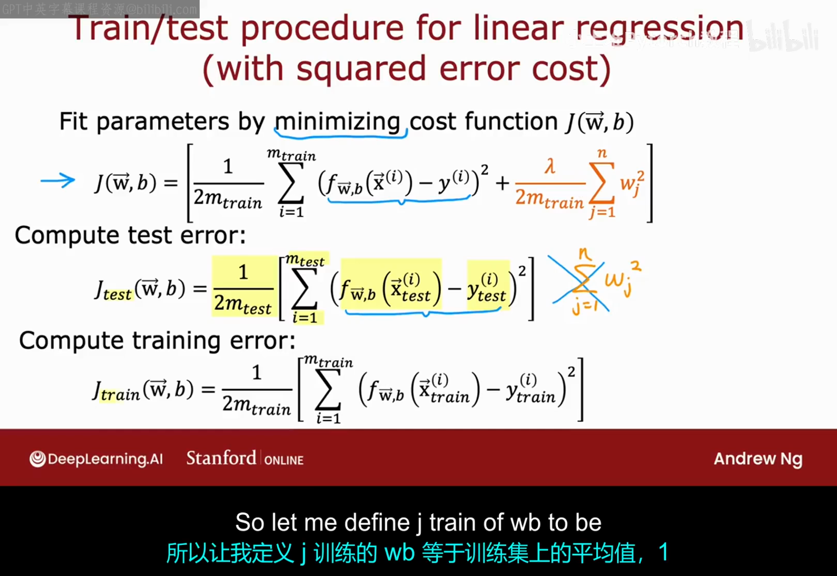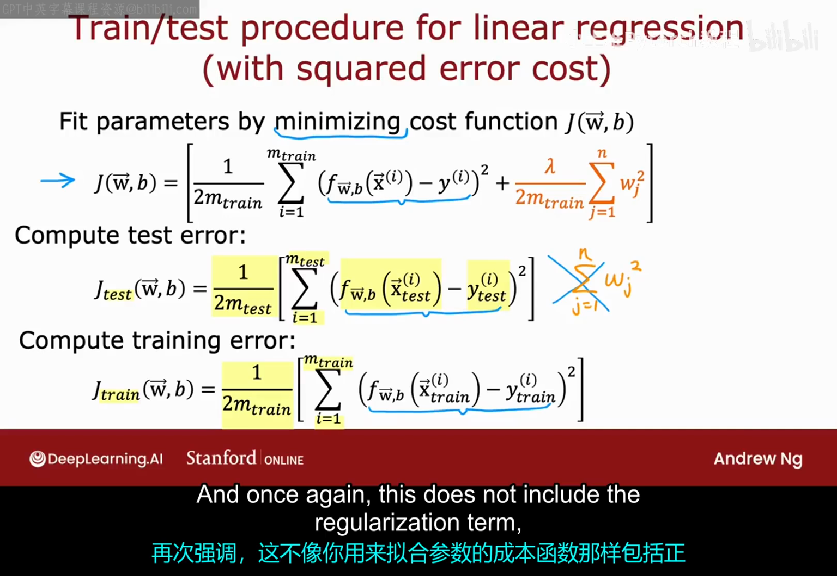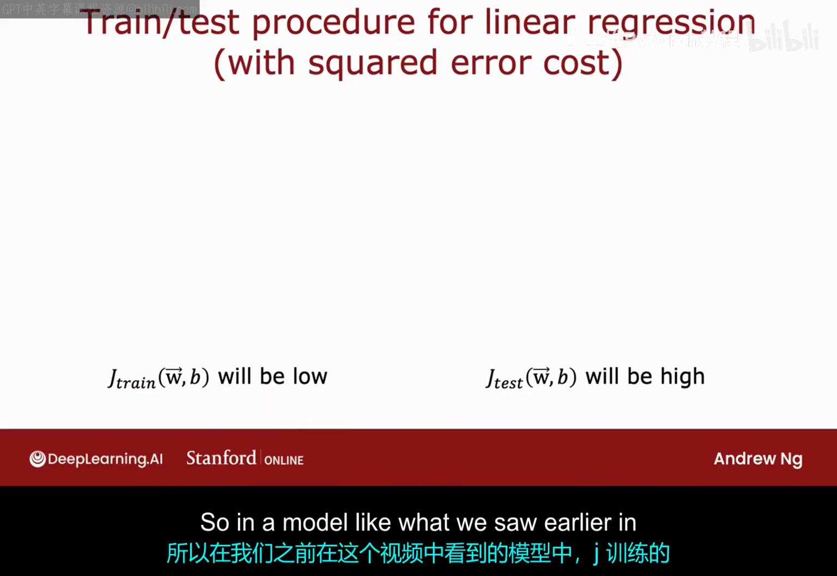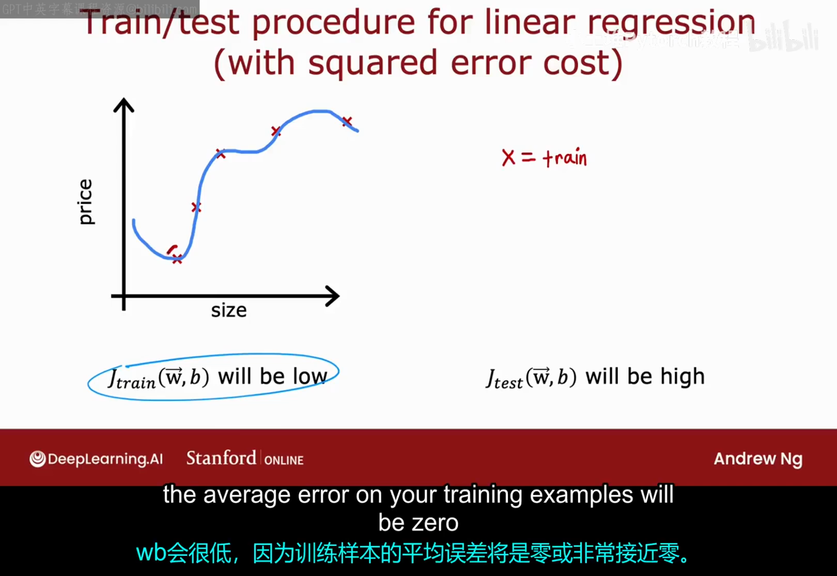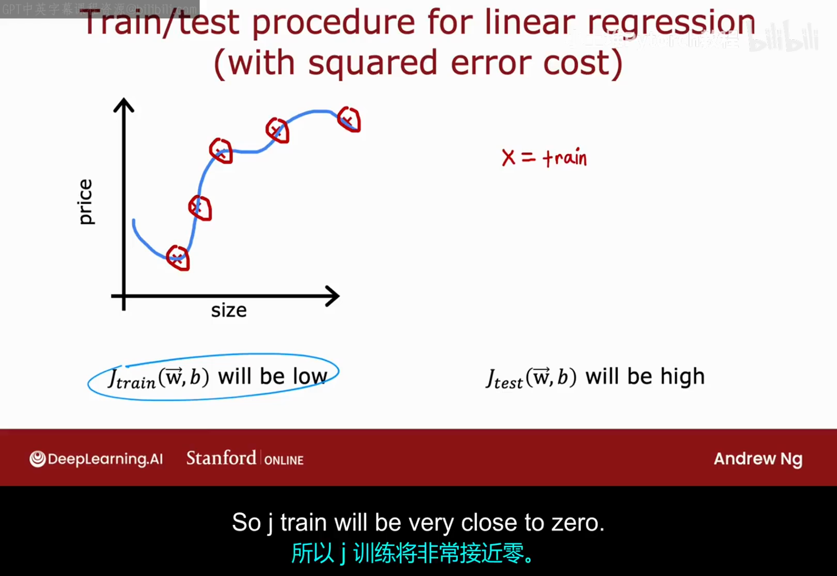So let me define J-train of W, B to be equal to the average over the training set, 1 over 2m, or 1 over 2m subscript train, of the sum over your training set of this squared error term. And once again, this does not include the regularization term, unlike the cost function that you were minimizing to fit the parameters. So in a model like what we saw earlier in this video, J-train of W, B will be low because the average error on your training examples will be 0 or very close to 0. So J-train will be very close to 0.